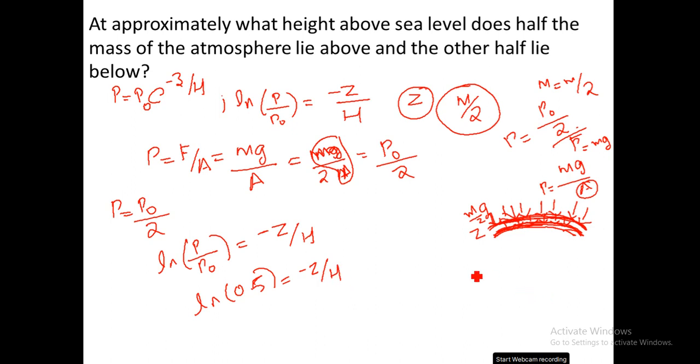So assume H, as I said, is the scale height of the atmosphere. Assume the value of H to be 8 km. H is 8 kilometers. Then can you tell the value of Z? At what height will the mass of the atmosphere be half?